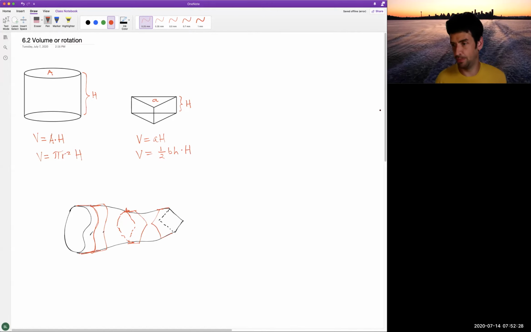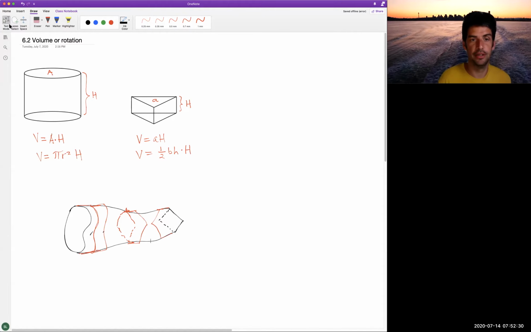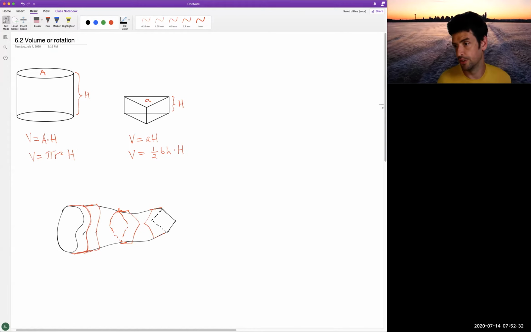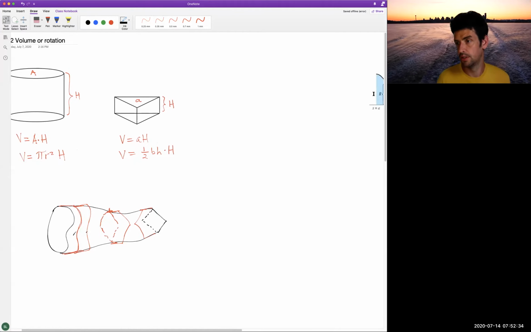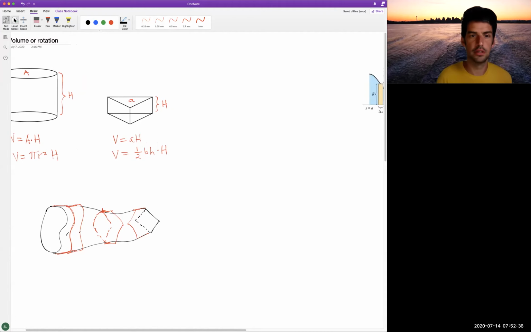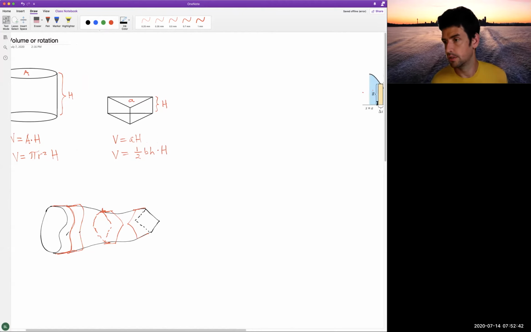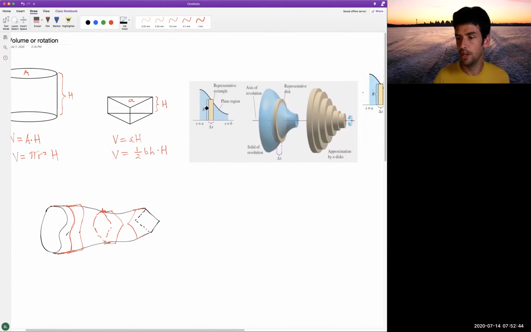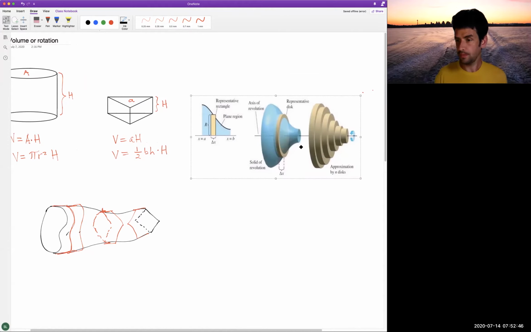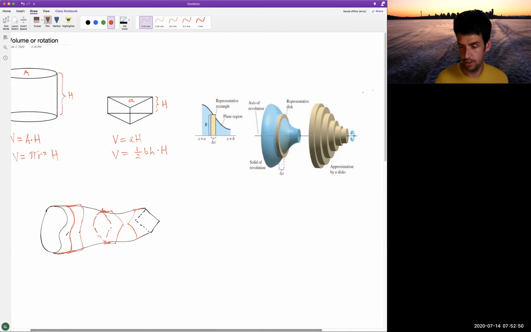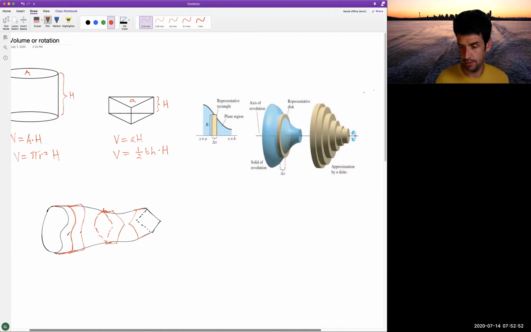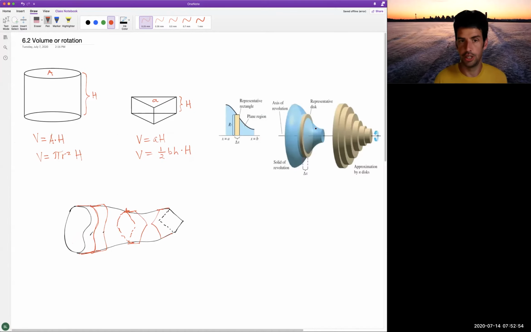Let's look at a much, much better drawing than mine. This is a difficult thing to draw. Let me grab it. Ah, there we go. All right. So let's look mostly at the right two shapes here.